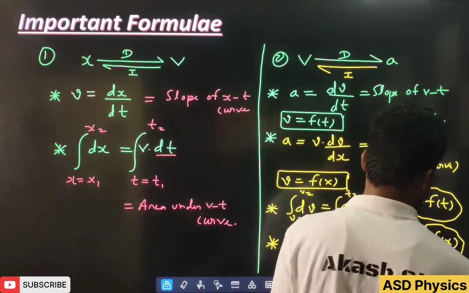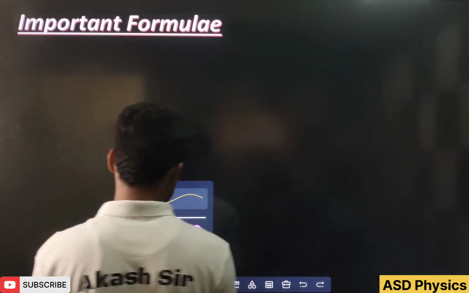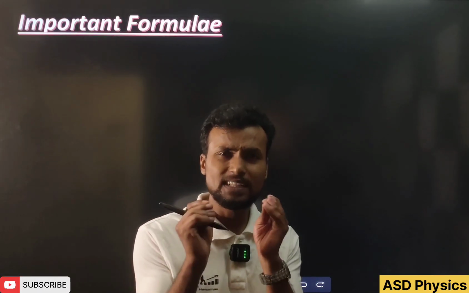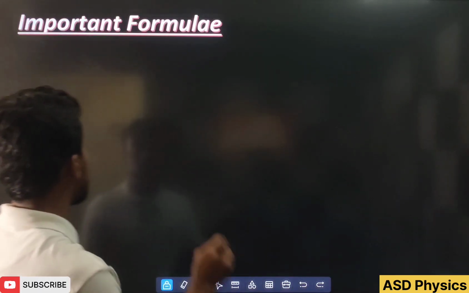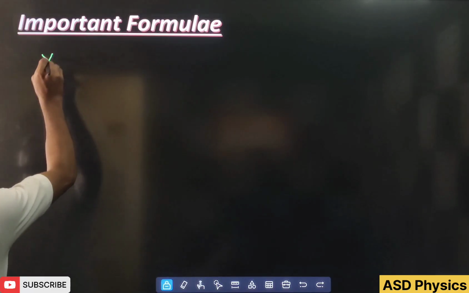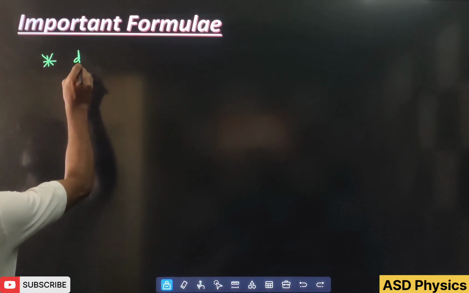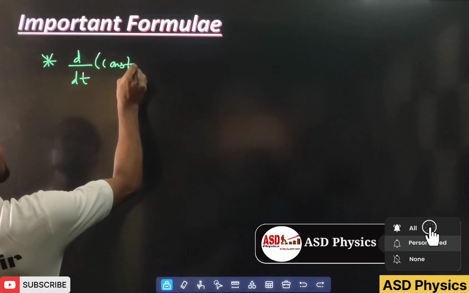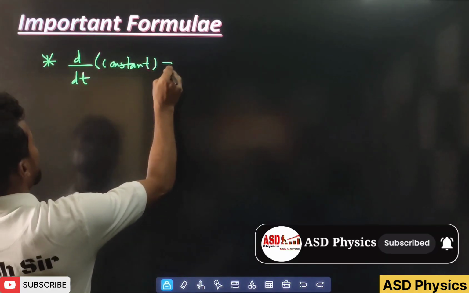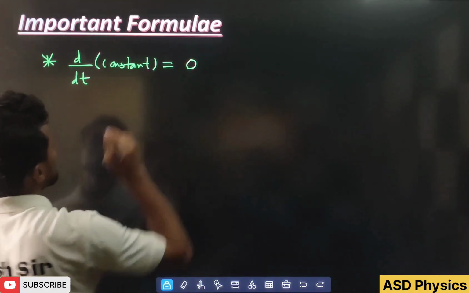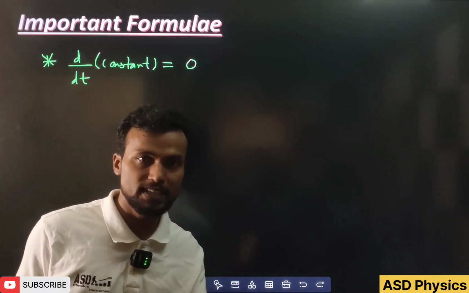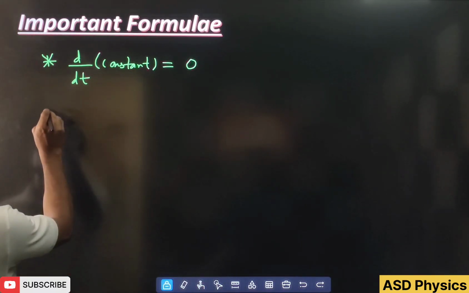Great. Now students, after learning the basics of velocity and acceleration, we need a little bit of integration and differentiation also. Some basic formulas I will write here for differentiation. If d by dt of any constant number is given, in this situation it will always be 0. For example, d by dt of 5 is 0, d by dt of 7 is 0.